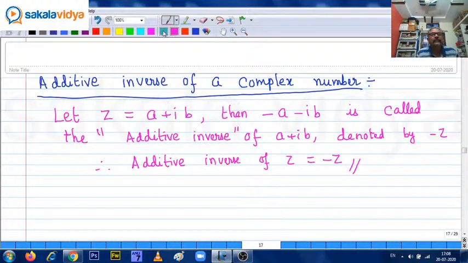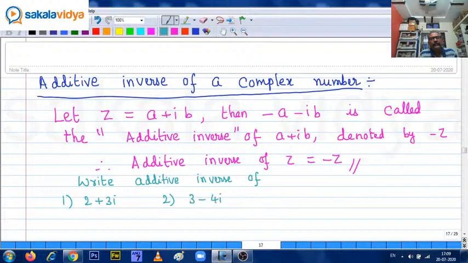Now I will give some examples. You try, write additive inverse of first one 2 plus 3i, second 3 minus 4i, third minus 5 plus 7i, fourth minus 7 minus 24i. Write the additive inverse of 2 plus 3i, 3 minus 4i, minus 5 plus 7i. Four questions I have given.